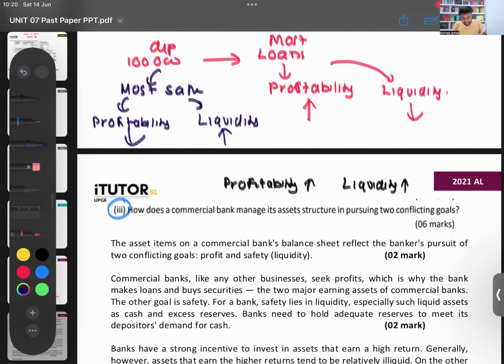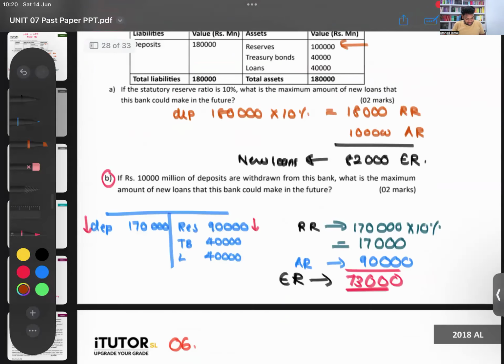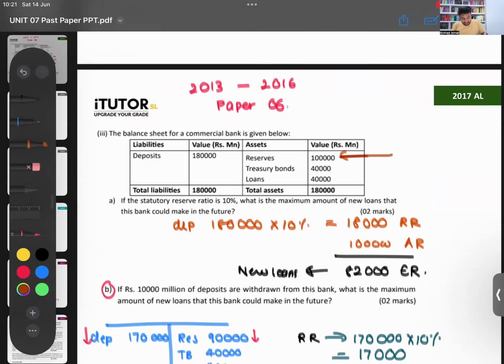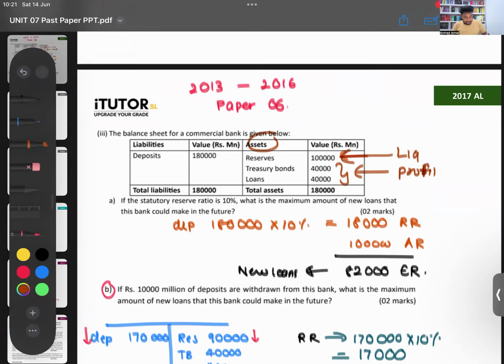Then how does this connect with the asset structure? So if you look at a commercial bank's balance sheet, I'll go back to a simple balance sheet. So now keeping this as reserves, this is liquidity. So this is the asset side of it. If you keep the money as reserves, that is liquidity. If you go and invest it somewhere, give out as loans or put in treasury bonds or something, now that is profitability. Right? Profitability. Okay, that is how that works.